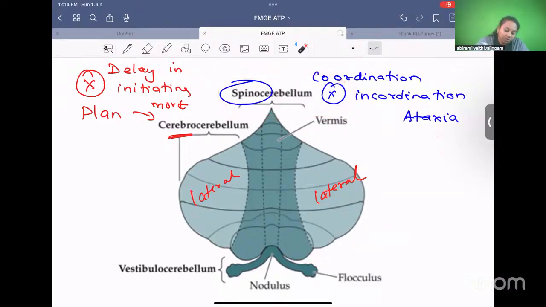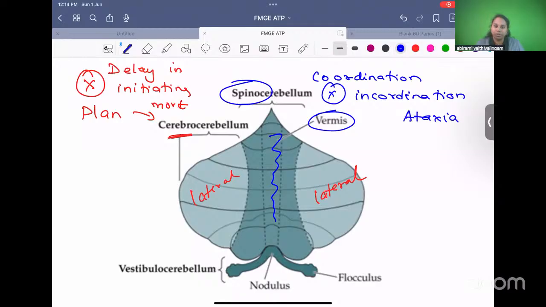In the center of spinocerebellum, there is a vermis. So vermis is also a part of spinocerebellum, but since it is in the centermost part, it will control the coordination of centermost muscles of the body. What are the centermost muscles of the body? Trunk muscles. So trunk muscle coordination is by vermis.